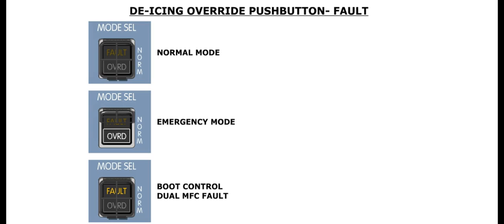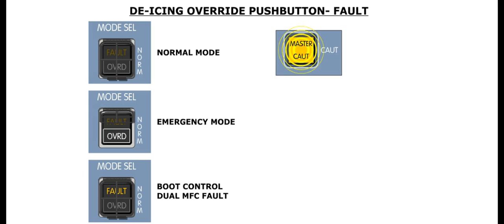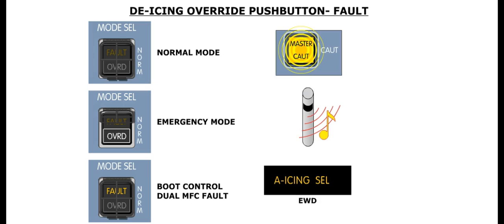The fault light in the de-icing override push button will illuminate amber if there is a failure of both MFC modules associated with boot inflation, which would result in an incorrect inflation sequence. Additional indications of this condition consist of both master caution lights flashing, a single chime, and the amber anti-icing select message on the EWD.